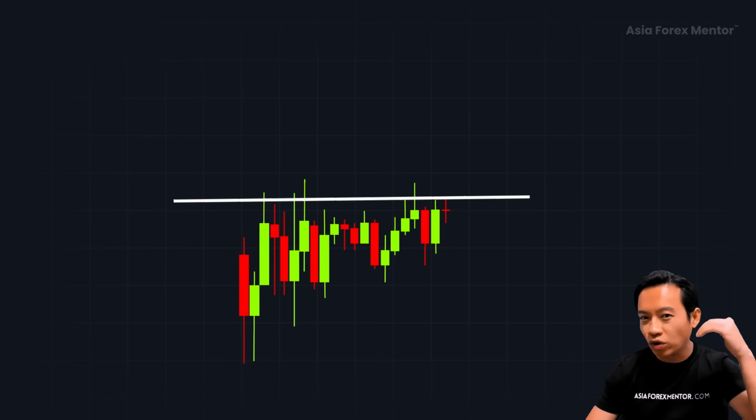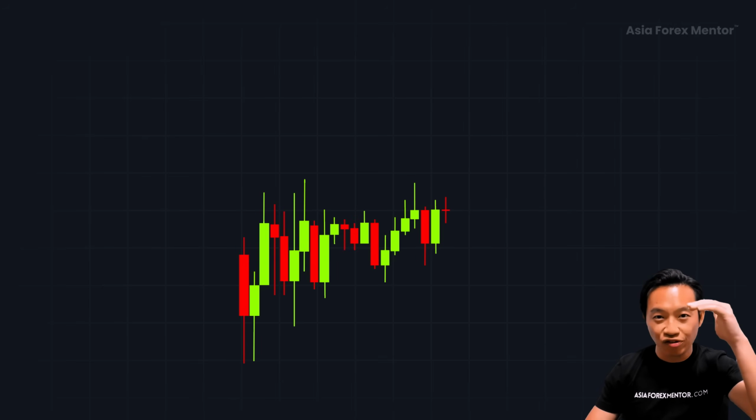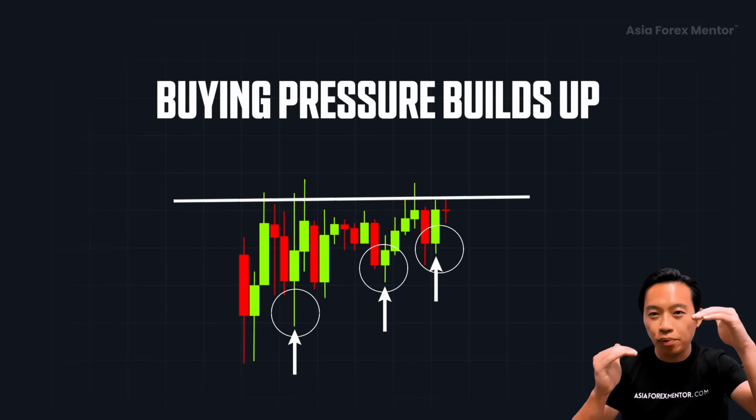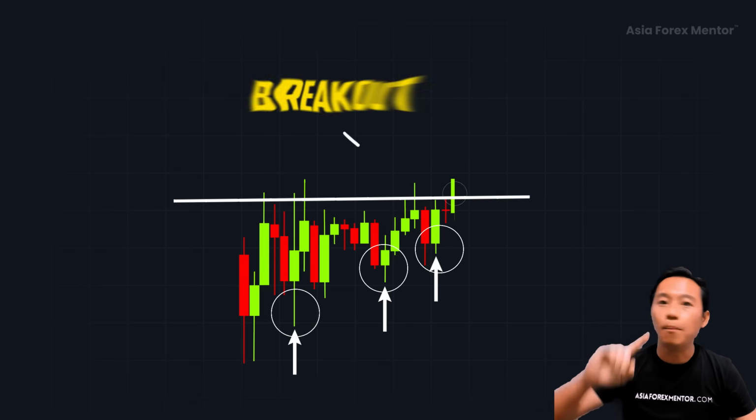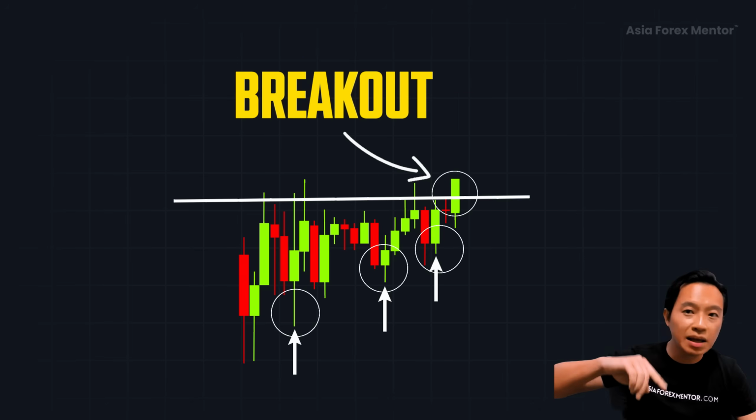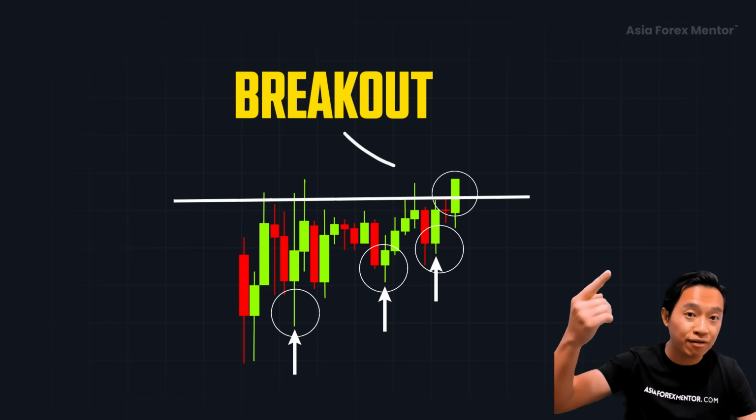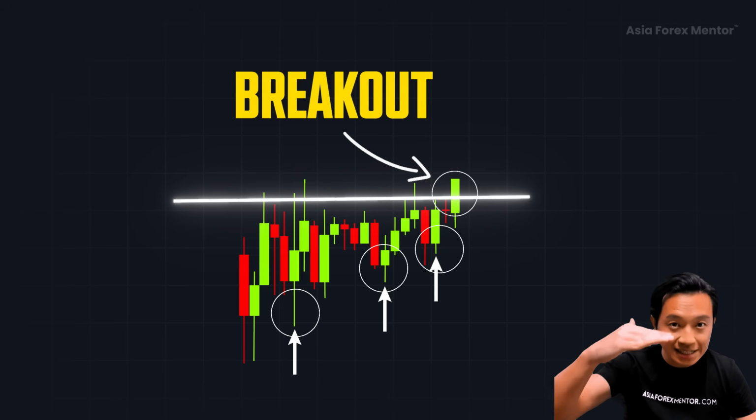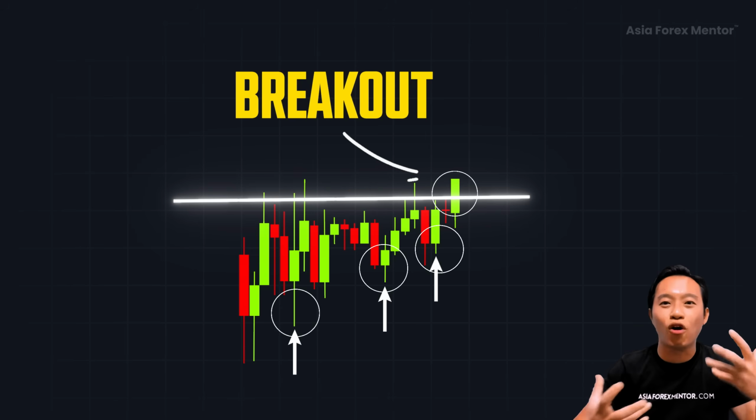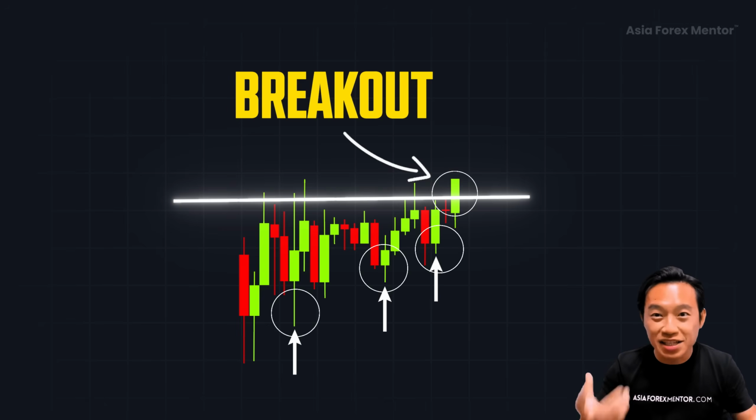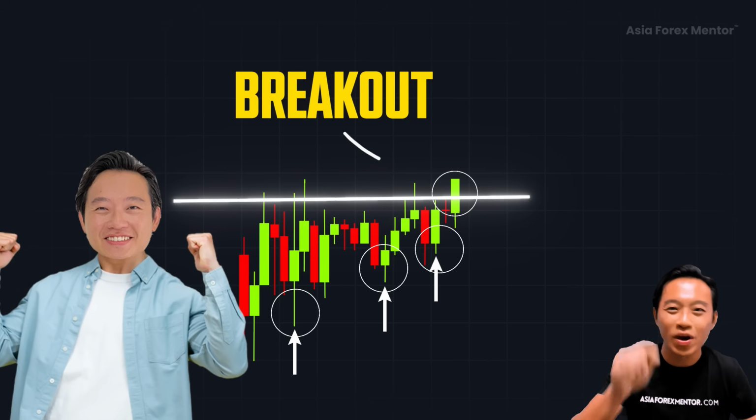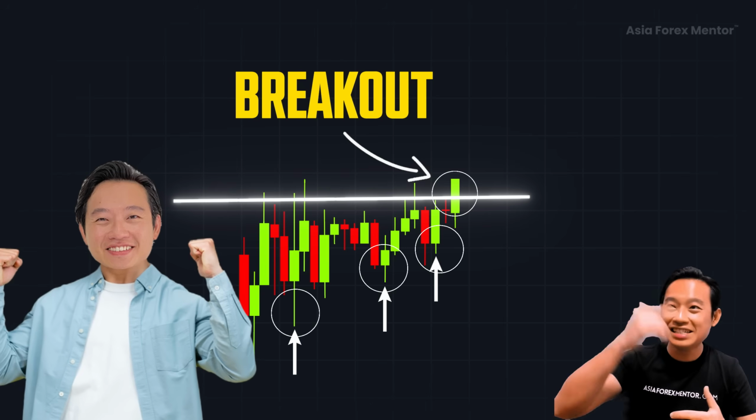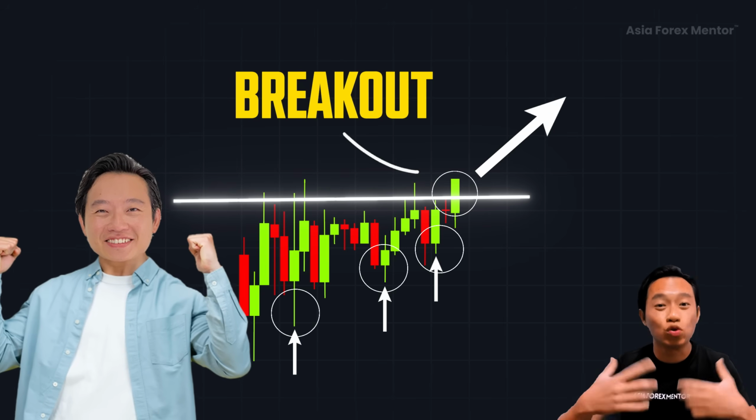So as price continues to test that resistance level, the buying pressure builds up, right? So this buildup often leads to what? A breakout, right? When price finally pushes through and above that horizontal resistance line, it is going to trigger a wave of buying and enthusiasm in the market itself. So for traders, this is the moment that we have been waiting for. It's our signal that this upward momentum is likely to continue.